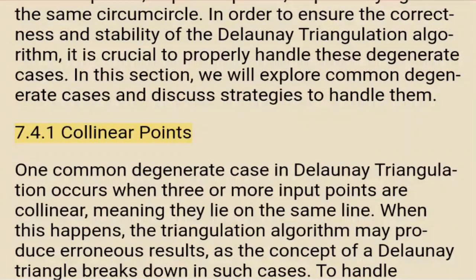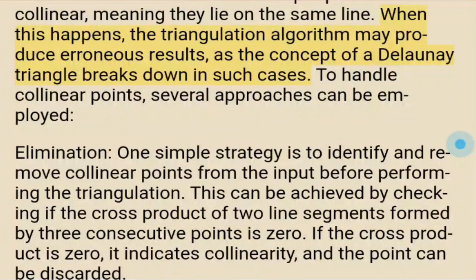7.4.1 Collinear Points. One common degenerate case in Delaunay triangulation occurs when three or more input points are collinear, meaning they lie on the same line. When this happens, the triangulation algorithm may produce erroneous results, as the concept of a Delaunay triangle breaks down in such cases. To handle collinear points, several approaches can be employed.